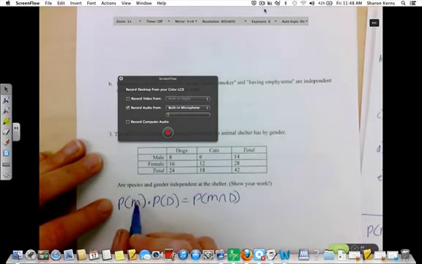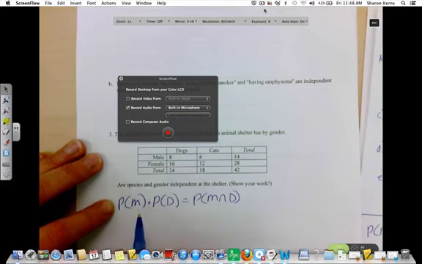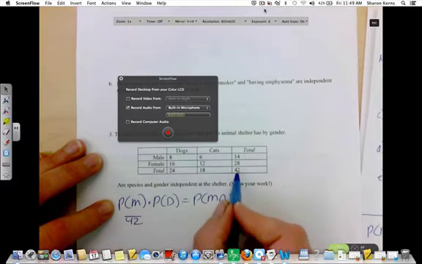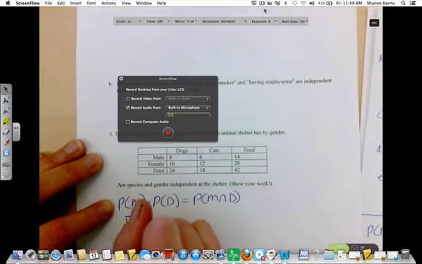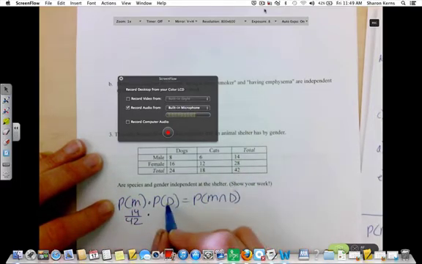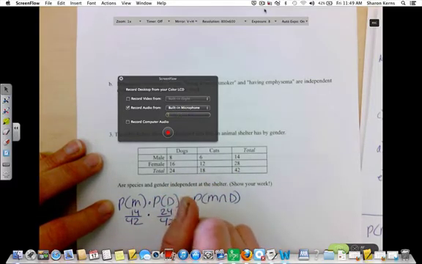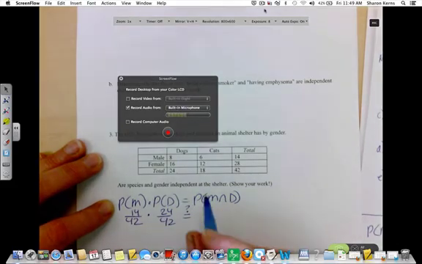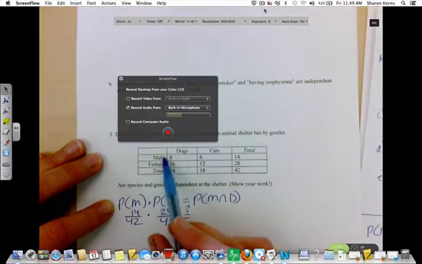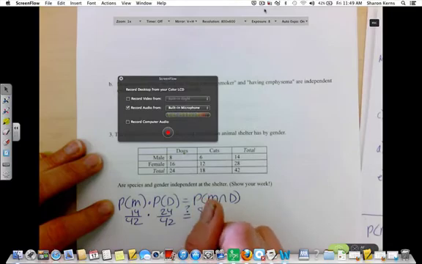So let's see. If you randomly select an animal from the shelter, there's 42 animals in the shelter, what's the probability you choose a male? 14. Again, what about the probability that you choose a dog randomly? So how many dogs are there? 24. The question is, does this equal the probability of being a male dog? So 8 out of the 42.